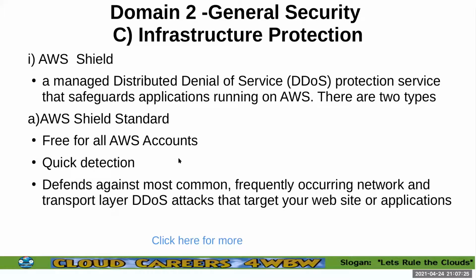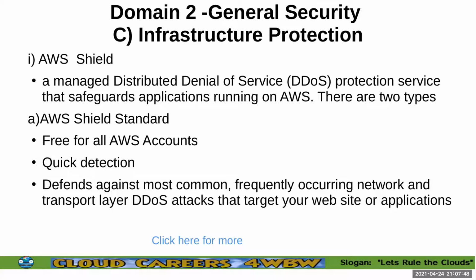Now, security, let's look at infrastructure protection. When you're thinking of protecting infrastructure, you have AWS Shield, which is a managed distributed denial of service protection service that safeguards applications running on AWS. There are two types of them. So it comes in two flavors.